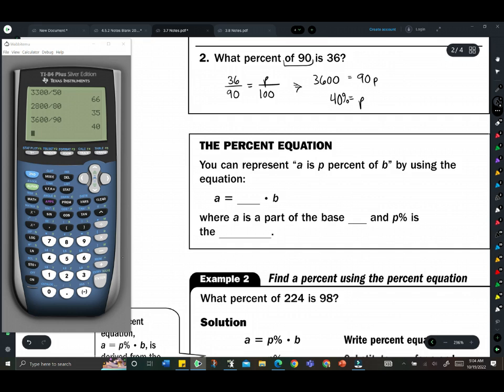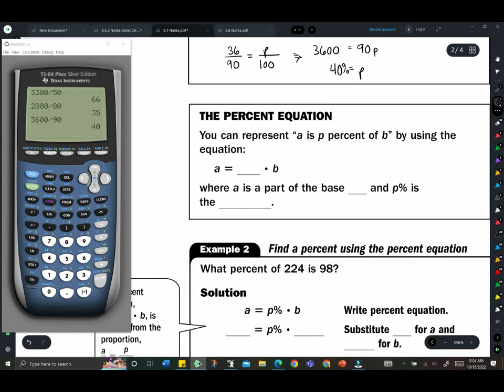Now, we can also find A is P percent of a number by using this equation. A is equal to P percent times B, where A is a part of the base and P percent is the percentage. So there's our other formula for today. Remember, B is the "of" part. So if you see the word "of," that goes in there.